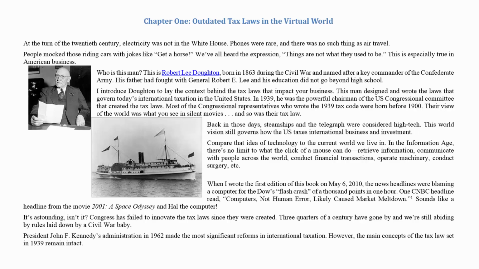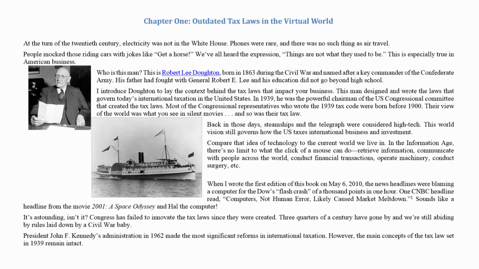Compare that idea of technology to the current world we live in. In the information age, there's no limit to what the click of a mouse can do. Retrieve information, communicate with people across the world, conduct financial transactions, operate machinery, conduct surgery, etc. When I wrote the first edition of this book on May 6, 2010, the news headlines were blaming a computer for the Dow's flash crash of 1,000 points in 1 hour. One CNBC headline read, "Computers, not human error, likely caused market down." Sounds like a headline from the movie 2001: A Space Odyssey and HAL the Computer.